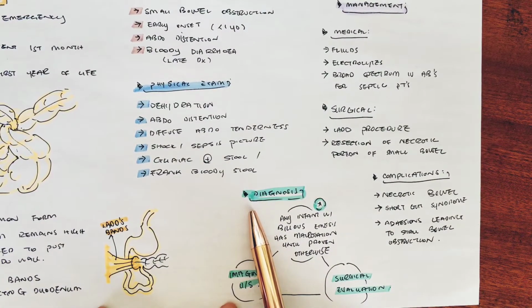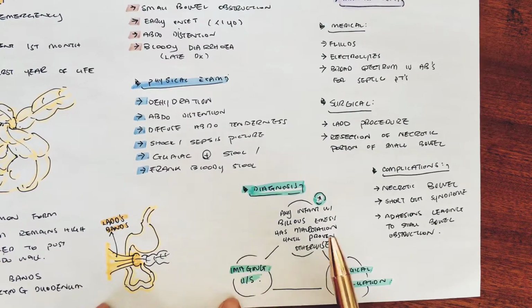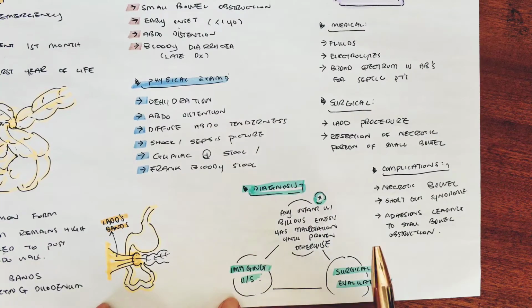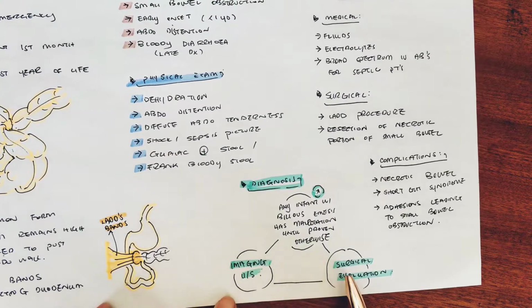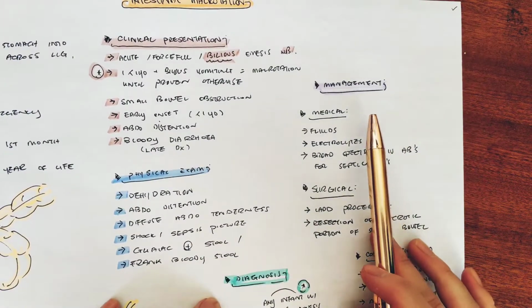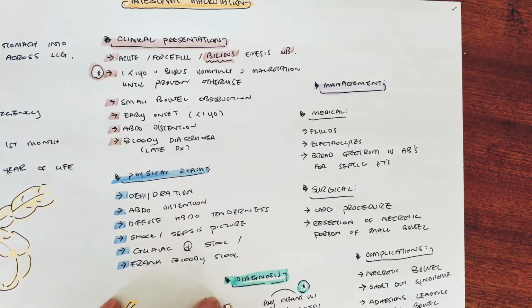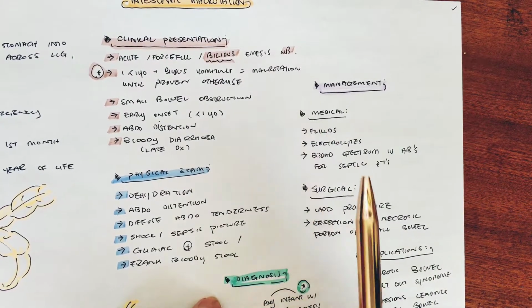So there are 3 ways of diagnosing intestinal malrotation. Firstly, important, we have already mentioned, any infant with bilious emesis will have malrotation, and you will treat it as such until proven otherwise. You can also do imaging with your ultrasound, or you can also get surgical evaluation from your general surgeon.